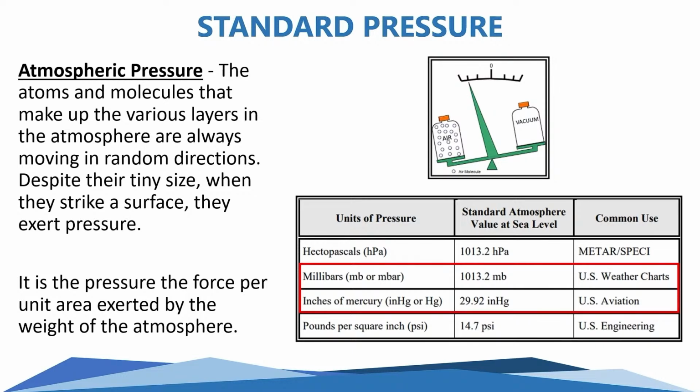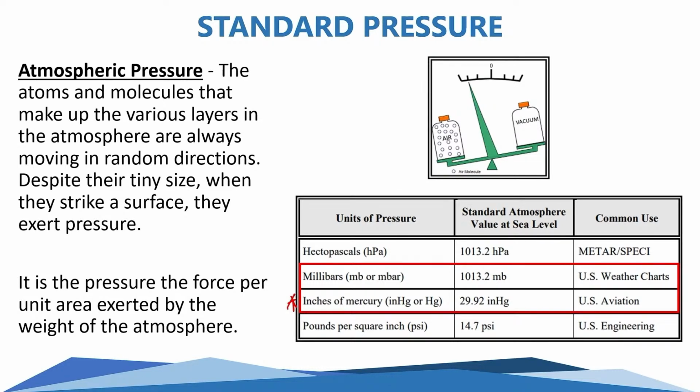And we use different units of pressure, as you can see on the right. The two I highlighted in red are the most common ones that we use, millibars and inches of mercury. As private pilots you will pretty much exclusively be using inches of mercury, or Hg. And the standard atmospheric value that we use is 29.92 inches of mercury.